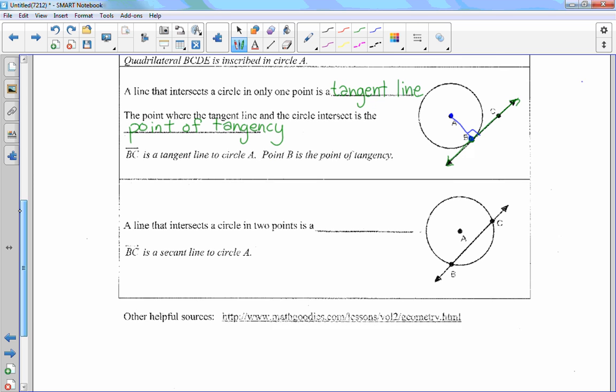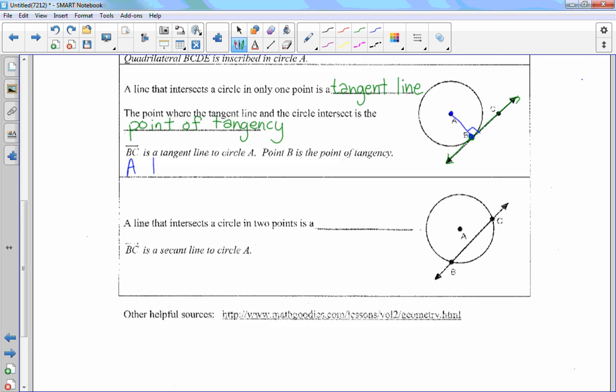Okay, like I say, we're going to add this to the box. A tangent line is always perpendicular to the circle. And that 90-degree angle usually is not drawn in for you. You should know that it's a 90-degree angle and draw it in yourself. Okay? Last one on this page.